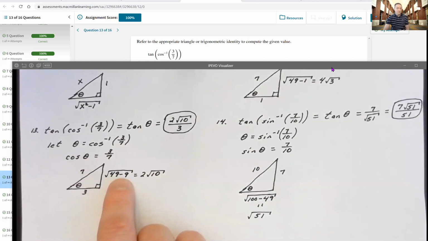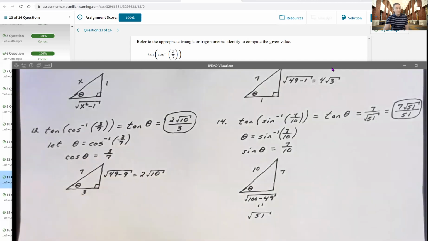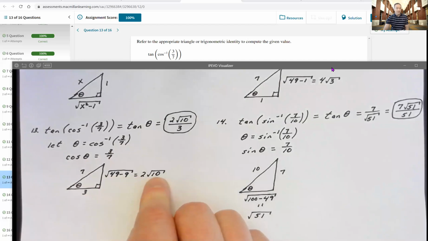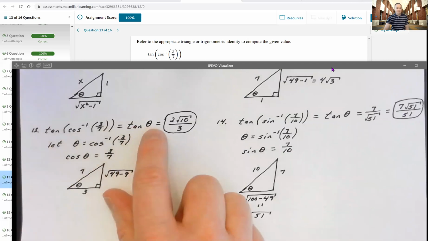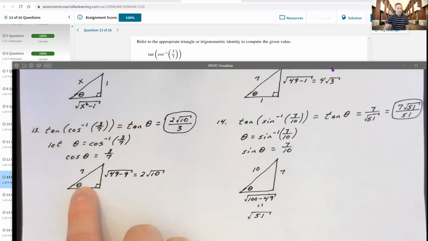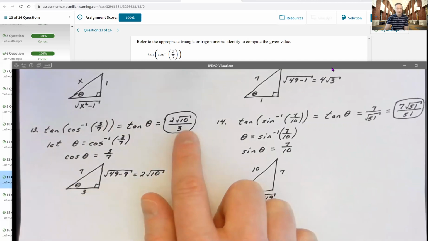So we know the other side is just the square root of 7 squared minus 3 squared. 49 minus 9 gave me the square root of 40. The square root of 40 simplified to the square root of 4 times the square root of 10, or 2 root 10. So now I can say this was the tangent of the inverse cosine. It becomes the tangent of theta. Here's your theta. The tangent of that theta is going to be opposite over adjacent. 2 root 10 divided by 3. We get our final answer there.